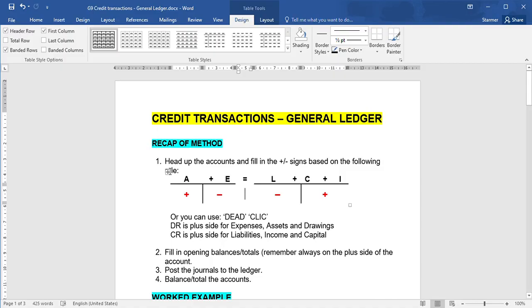The first thing you need to do is to head up the accounts, filling in your plus minus signs, either based on assets and expenses, plus minus, or liabilities, capital and income, minus plus. Or remember you can use the dead click, where debit is the plus side, for E expenses, A assets, D drawings, and credit is the plus side for L liabilities, I income, and C capital.